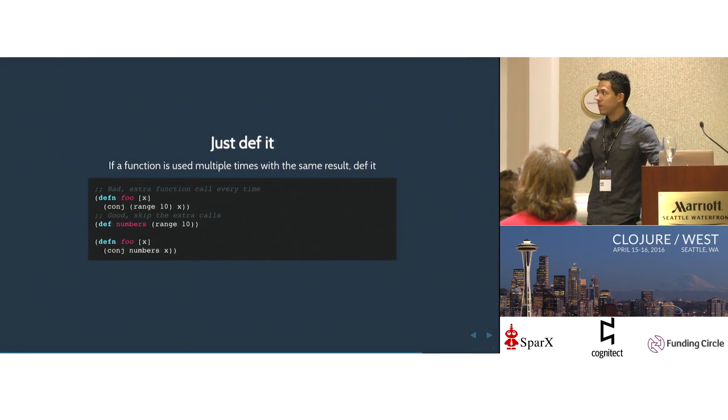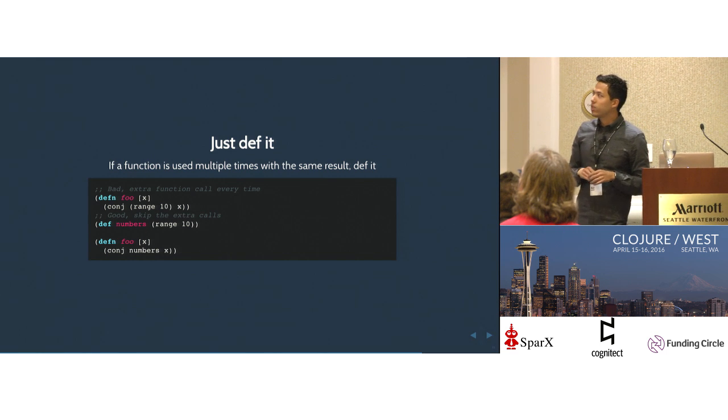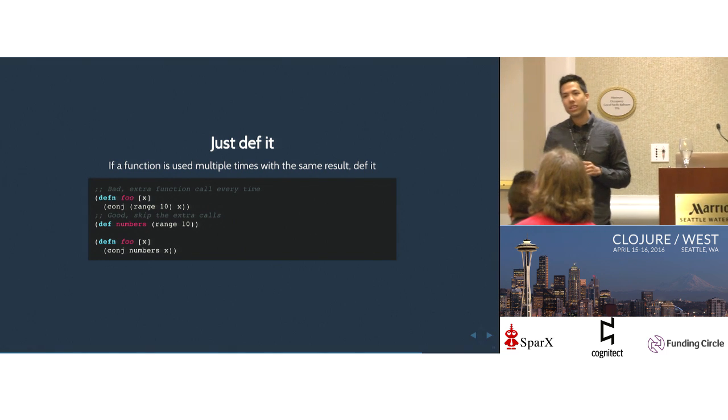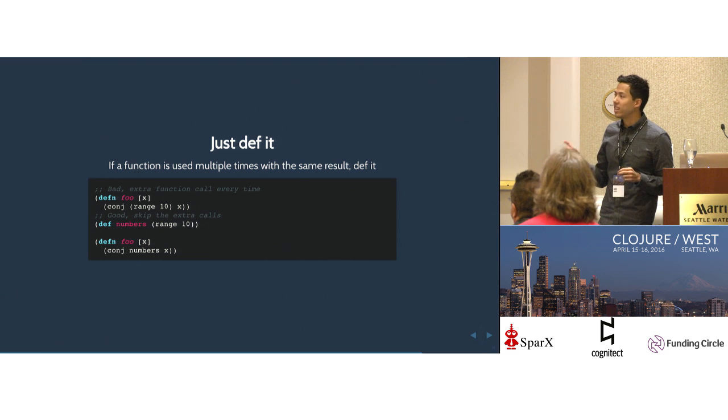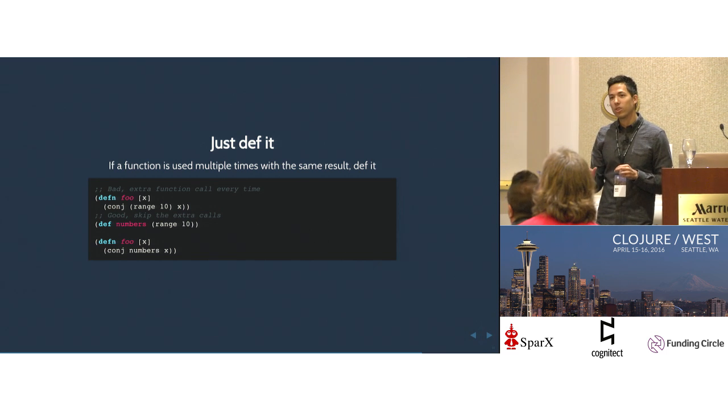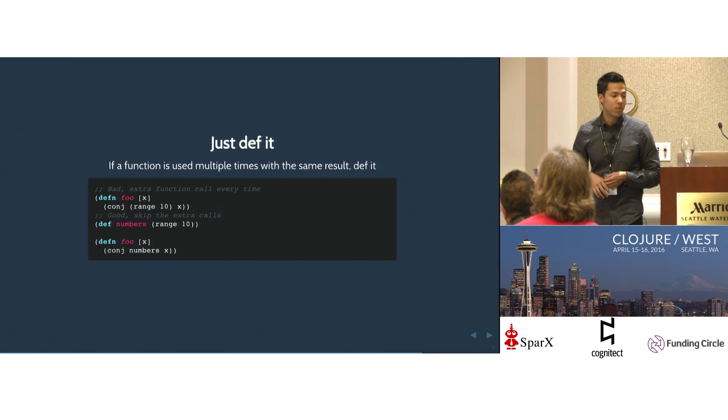Another lesson, this is a contrived example, but if you're going to keep calling the same exact function inside of another function, and it's always going to return that same result, just def it. Right? Skip the extra function calls, don't worry about it, just def it, and then use that def inside of your function instead.